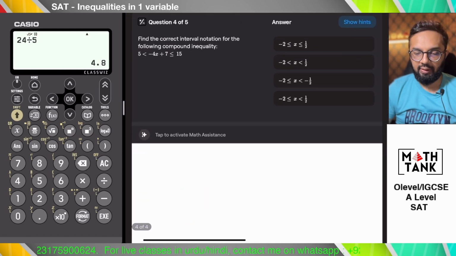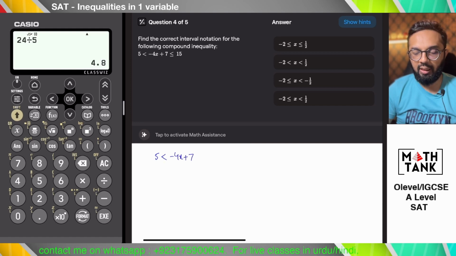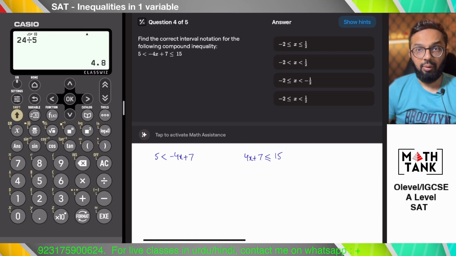So let's get the next one. It says find the correct interval notation for the following compound inequality. Whenever you have compound inequalities, they can be broken up into two different inequalities. One is the one that I see on the left hand side of my inequality, and one is what I see on the right hand side. I'm going to solve each one.